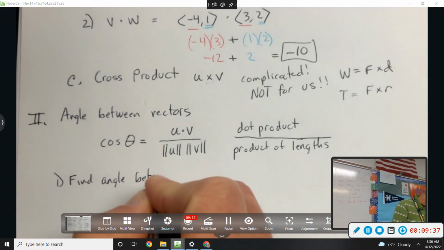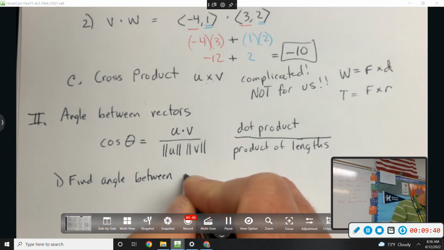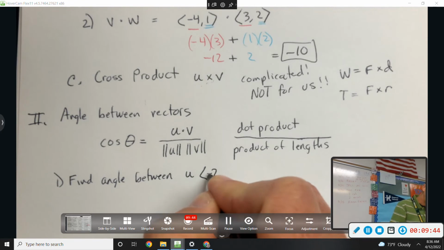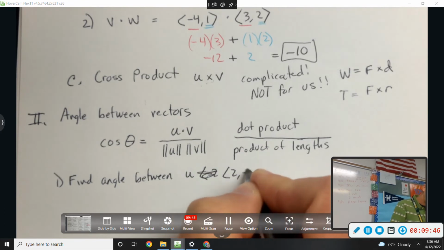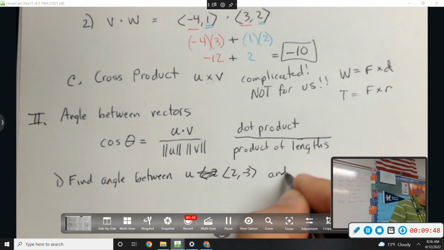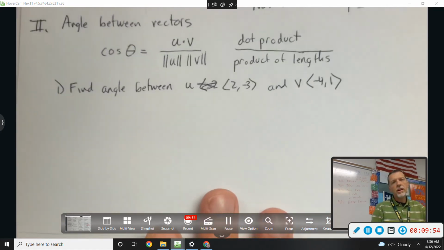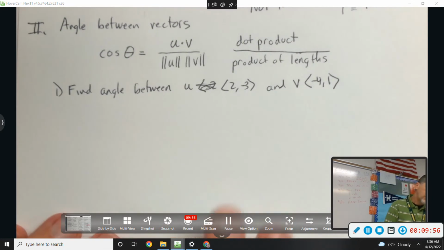So, example, let's find the angle between u and v. I'll write them again. u is 2, negative 3, and v is negative 4, 1. I want the angle between those 2 vectors.